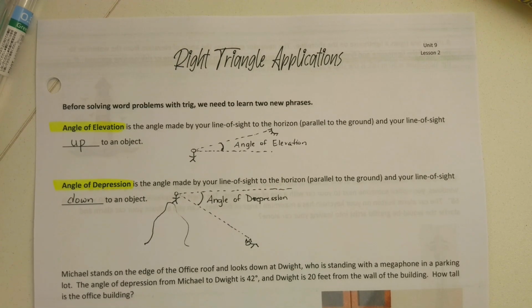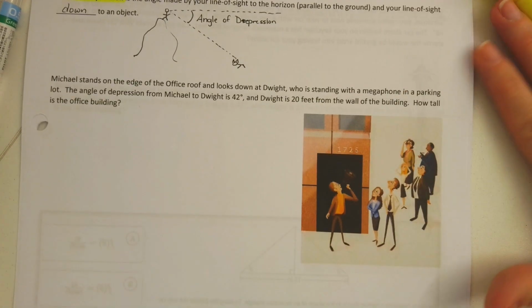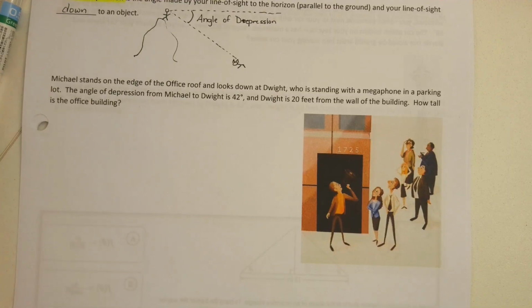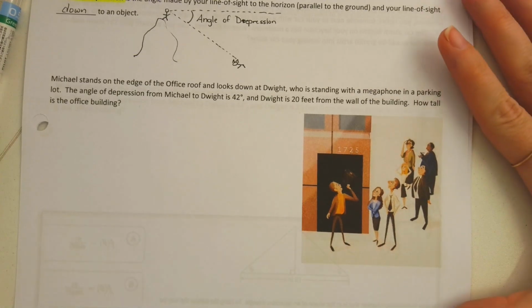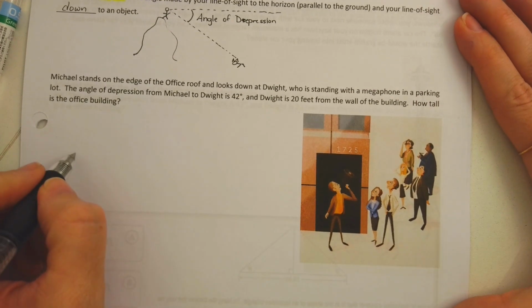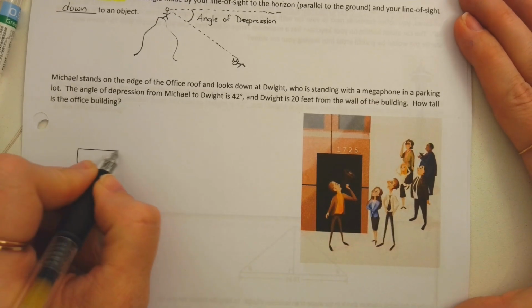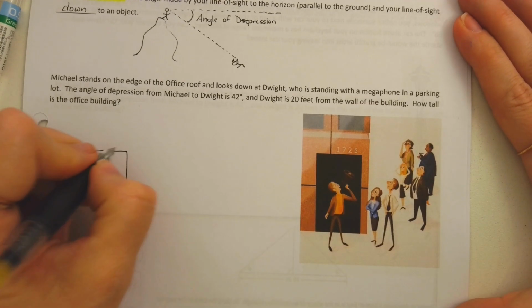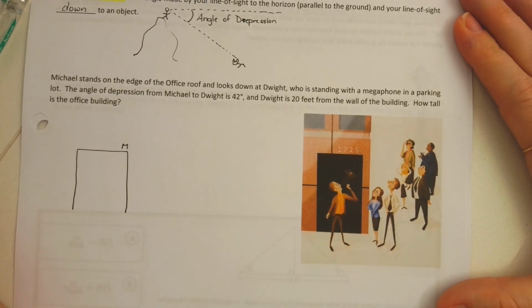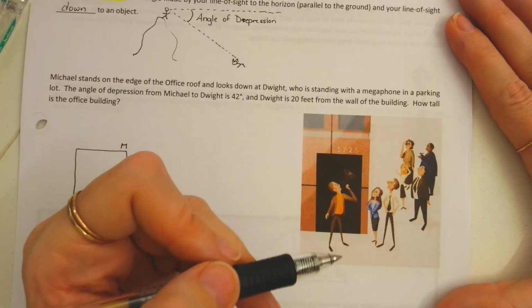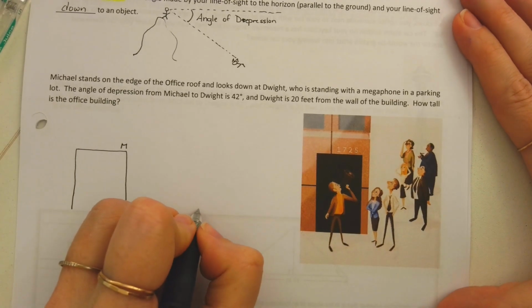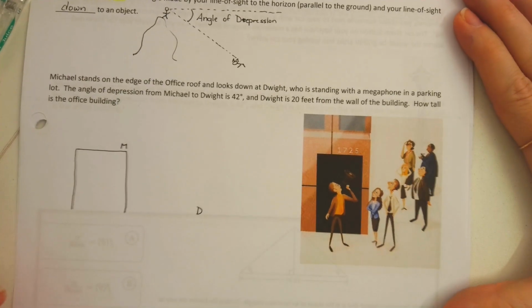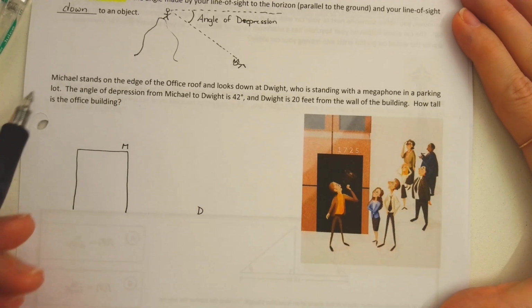First one, it's about The Office. Michael is standing on the edge of the office roof. I don't know if you remember this episode, but he gets really depressed because the warehouse workers make him feel like his job is super easy, and so he's trying to show them it's not easy, that there's a lot of mental anguish. So he's on the top of the office building. Okay, so Michael's up here, and he's looking down at Dwight. Dwight's on the ground with a microphone. Okay, here's Dwight on the ground. He's standing with a megaphone in a parking lot.